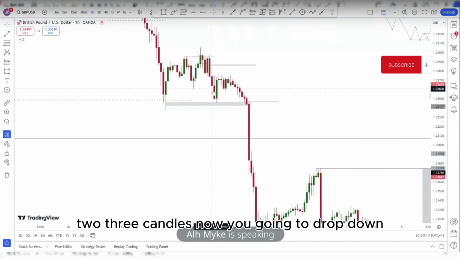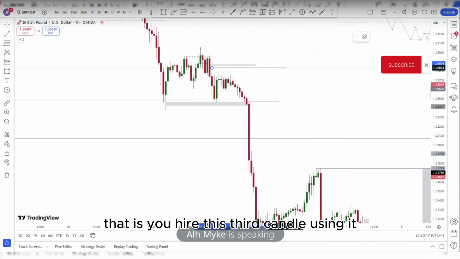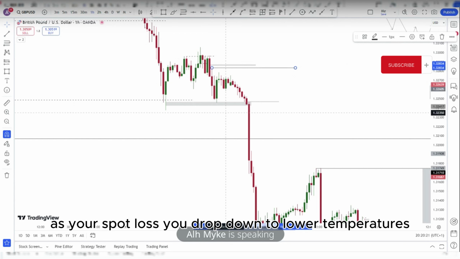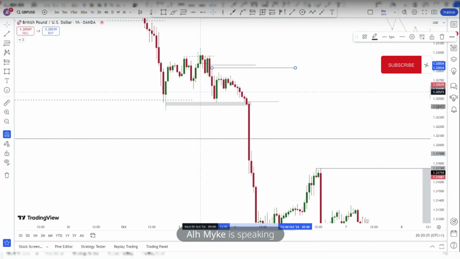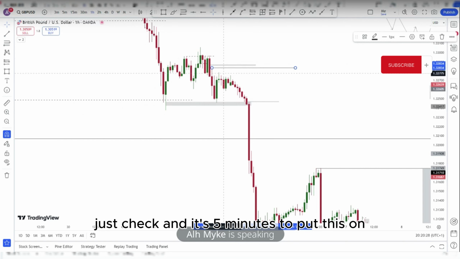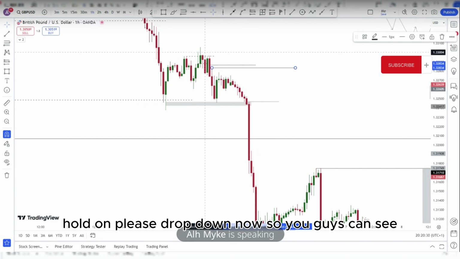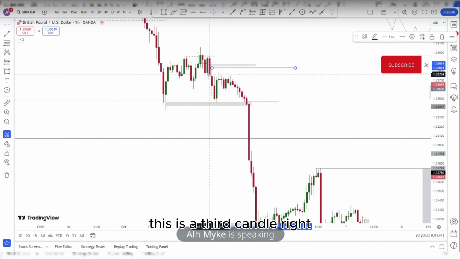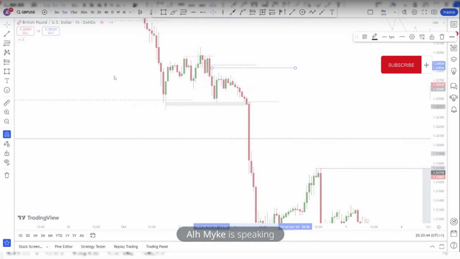1, 2, 3 candles. Now you're going to drop down. You're using this as your stop loss. That is the high of this third candle. Using it as your stop loss. You drop down to your lower time frame to check for your entry, just check and identify the nearest liquidity. I'm going to drop down now so you guys will see too. This is the third candle, right? You notice that price never came back to sweep it. Price just rallied upwards, took whatever liquidity you wanted to take and continued selling. So now on the 5 minutes time frame, you can use whatever entry model.